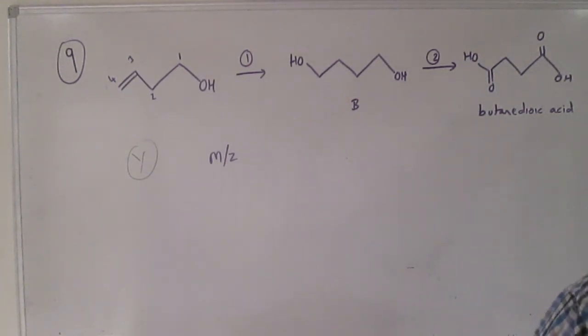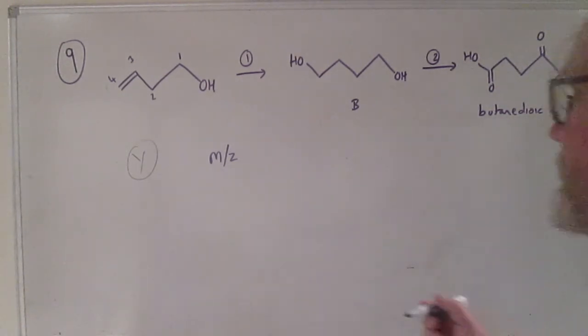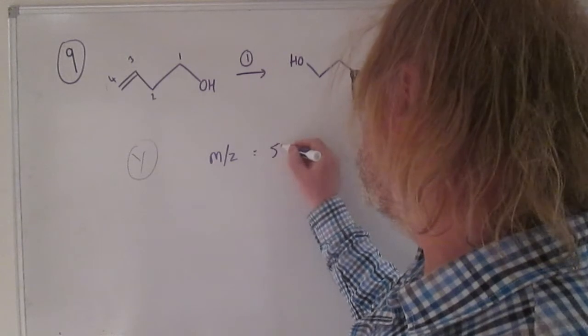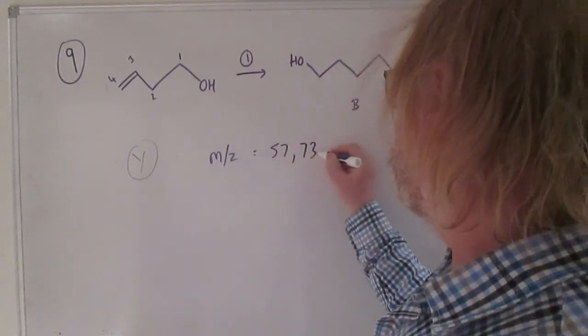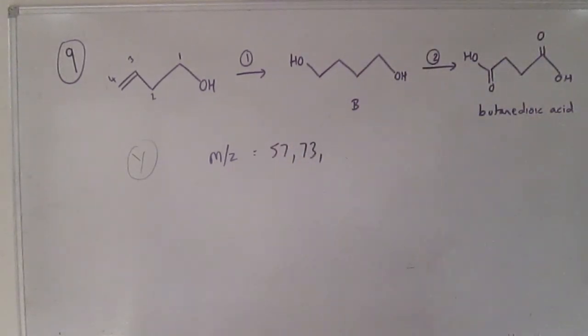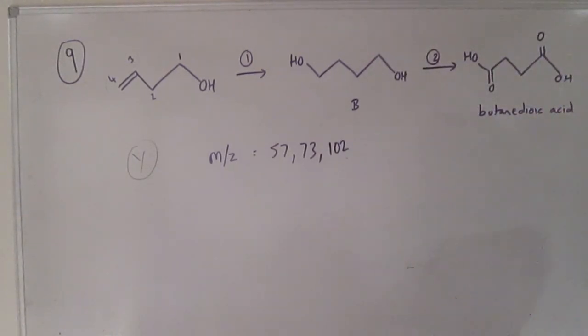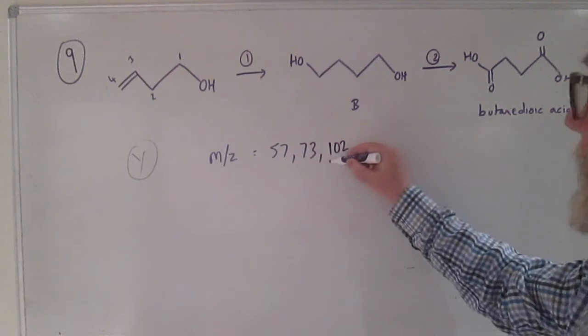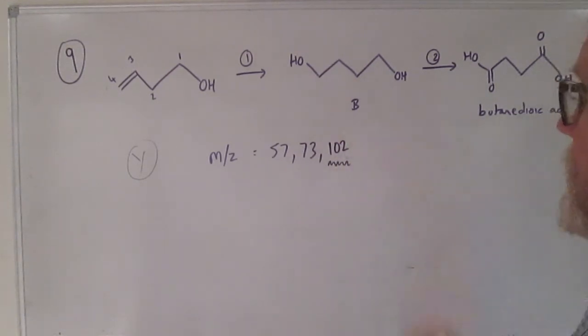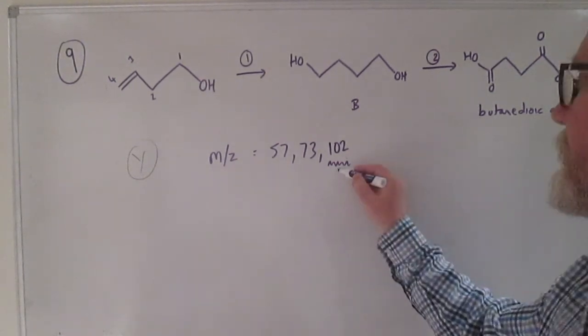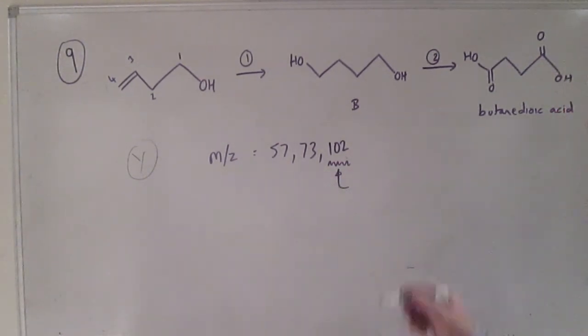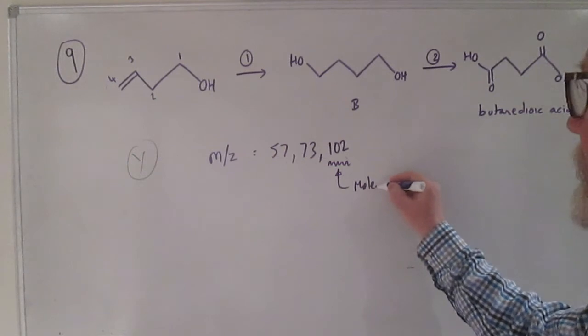So what we know in the case of compound Y is that we have major peaks at m over z of 57, 73 and 102. So usually the best thing to do in problems like this is to think about the major peak with the biggest m over z first, because it's usually, at least at A level, a safe assumption that that's the molecular ion peak.